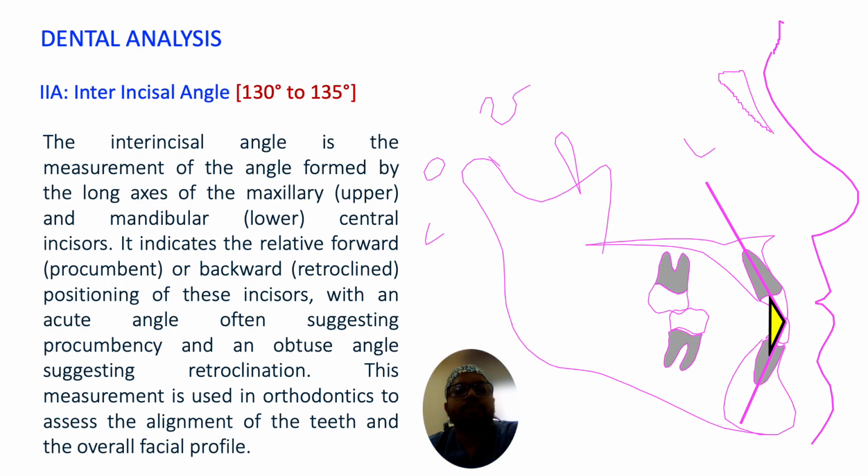Similarly, there should be the lower incisor, and the interincisal angle. The long axis of the upper incisor and the long axis of the lower incisor make the interincisal angle. The value is 130 to 135, and it gives an idea about incisor conditions.